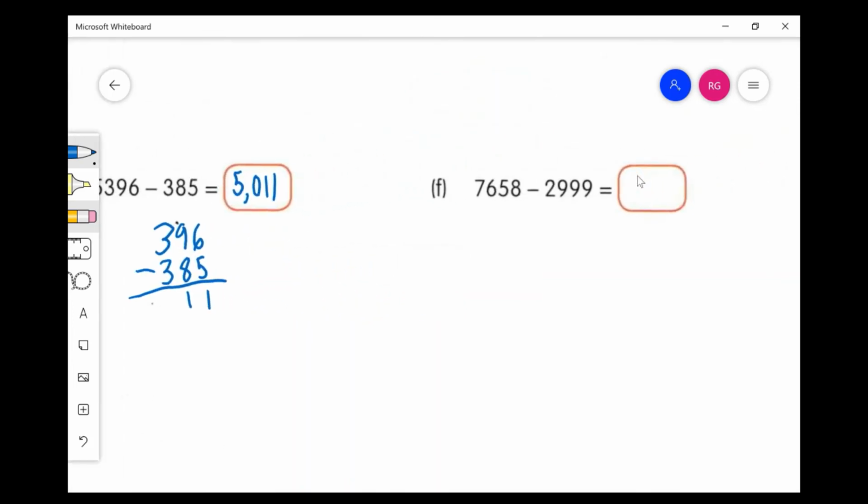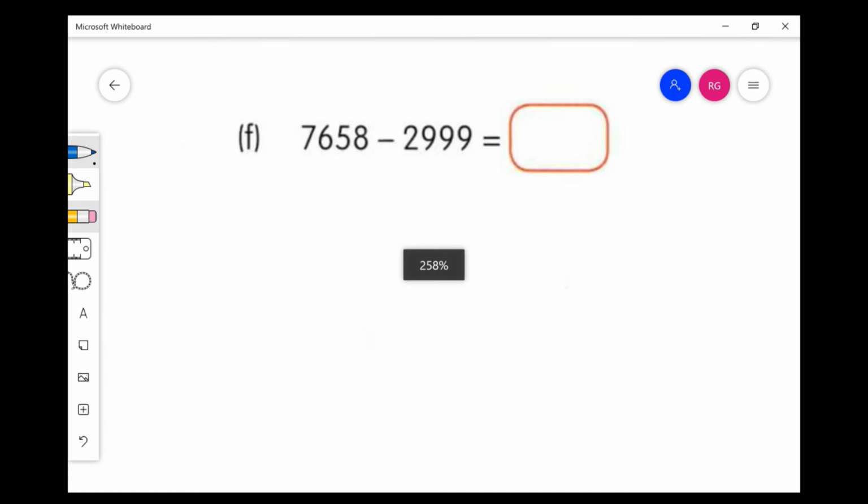All right. And then the next one, I'm looking at F here, and it says 7,658 minus 2,999. All right, well, I'm going to try to add 1 to this side, and I need to do the same to this side in this case. And let's see what I end up getting if I add 1 here. It'll be 7,659 minus 3,000.